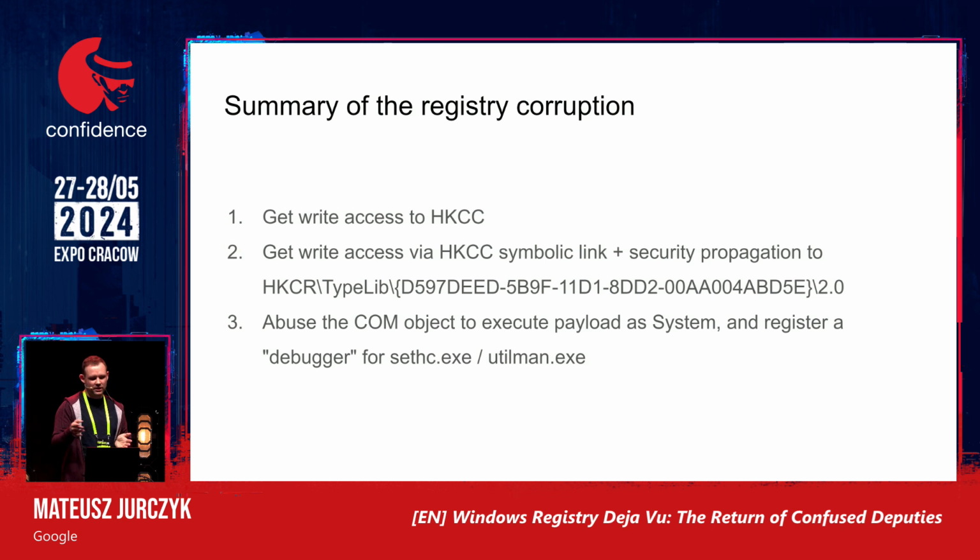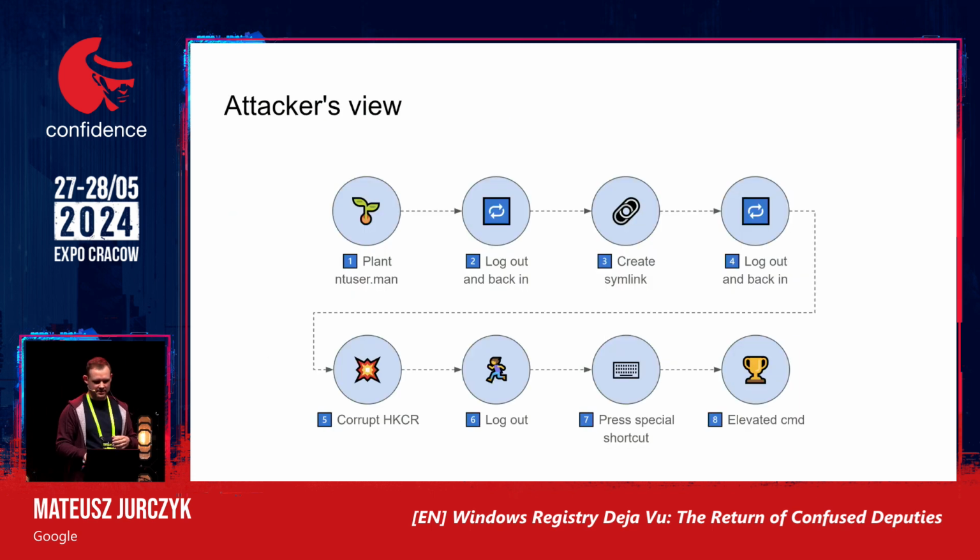And finally, we abuse the COM object to execute our own payload as system, and we register a debugger for the sethc or utilman. So basically, the third step is just to show that we have elevated our privileges, because we already get code execution as system, but of course, we want a nice command prompt to execute on our desktop running as system.